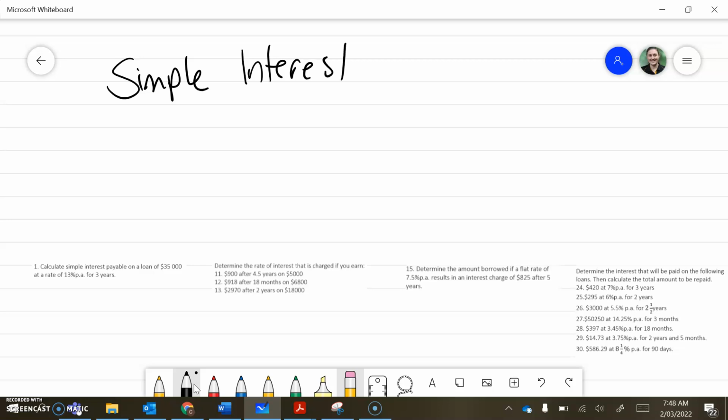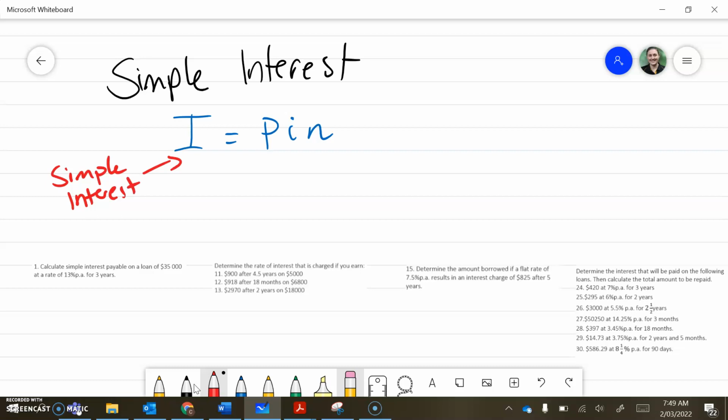So there are two main formulas that you need to know for simple interest. The first is I equals PRN. Now what each of these letters stand for is capital I is your simple interest. So this is how much money you get after the loan has accrued its interest, whether that be a loan or something that you have invested.